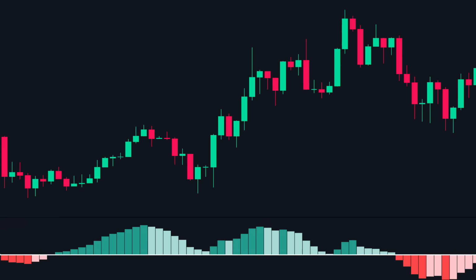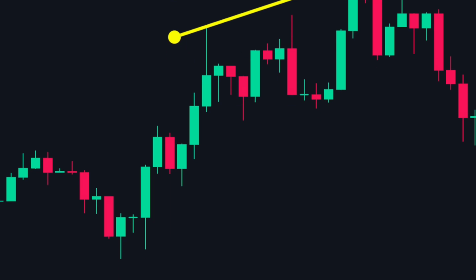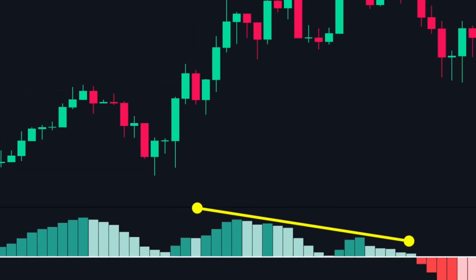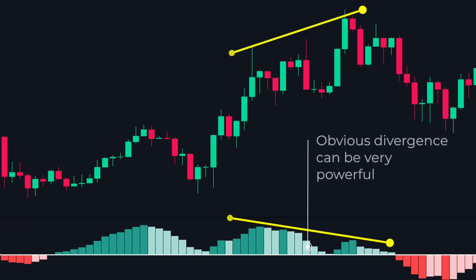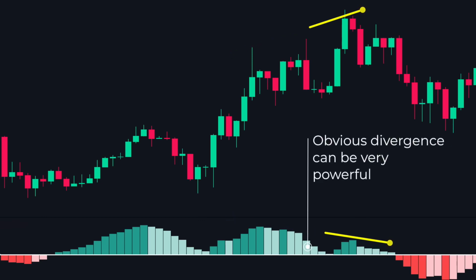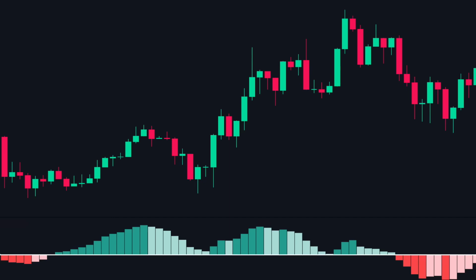On the other hand, this was a clear divergence. The price makes higher highs, but the MACD makes lower highs. We should look for these types of divergences. Divergences that are obvious to the eye can be very powerful. So these were the 5 uses of the MACD indicator.